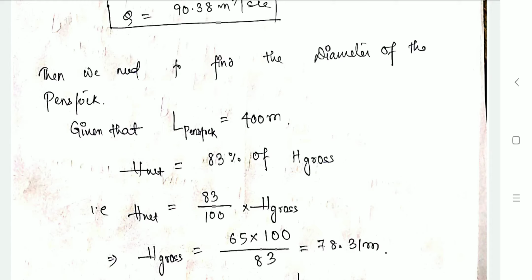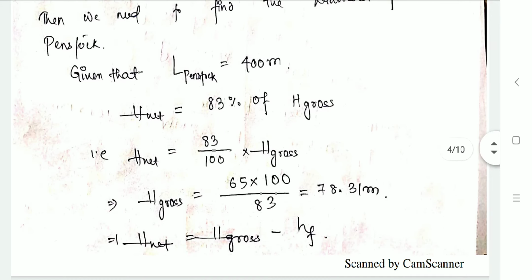So here the penstock is the channel from which the fluid flows from the reservoir to the turbine. So we need to find the diameter of the penstock. Now it is given that the net head is 83% of the gross head. So from this relation we can calculate the gross head, as the net head is given to us.